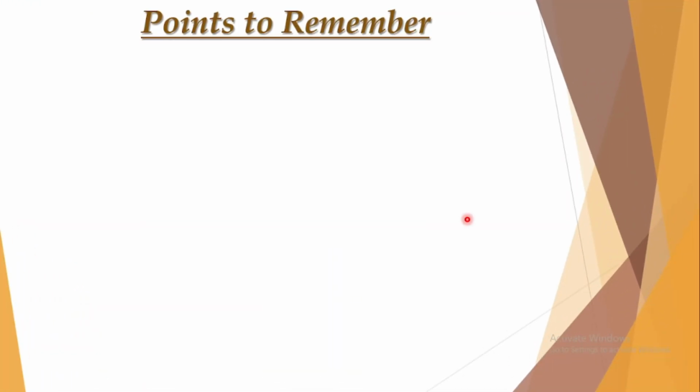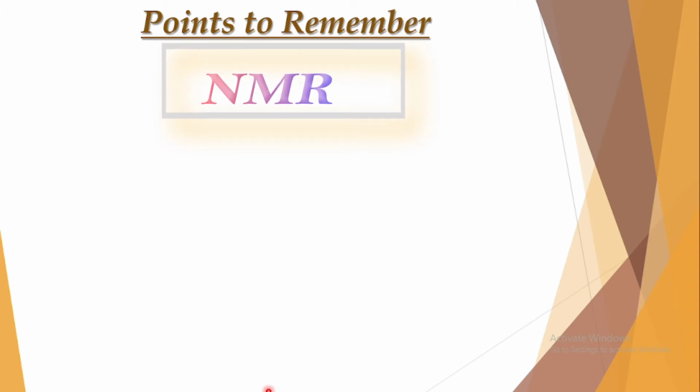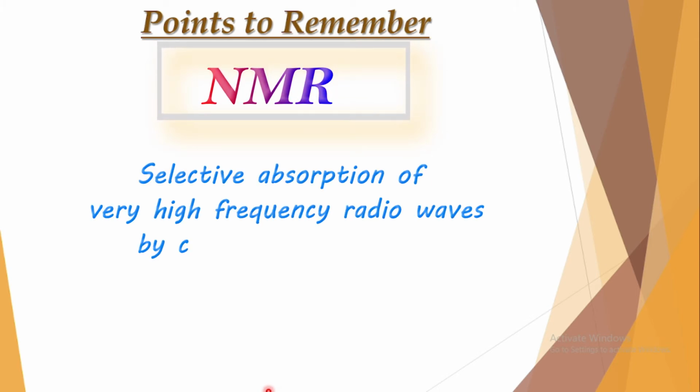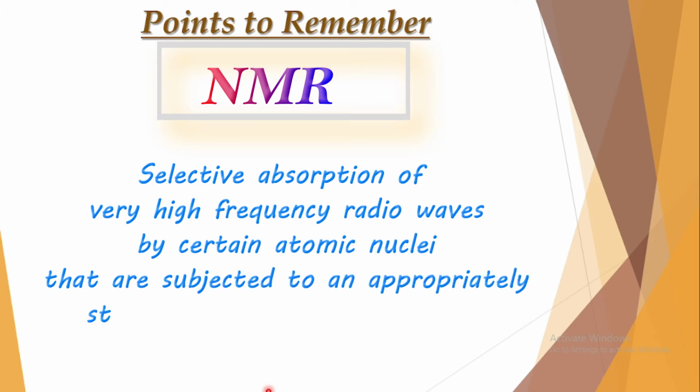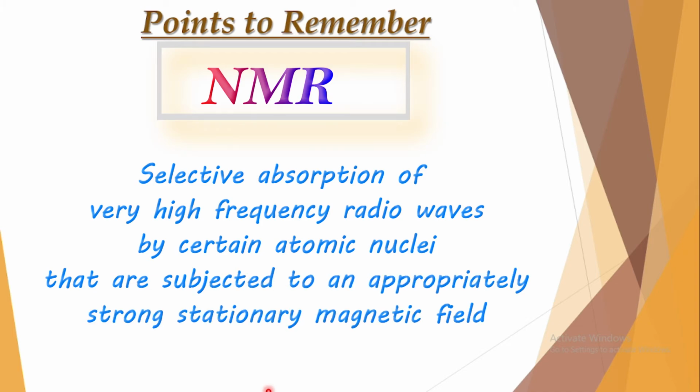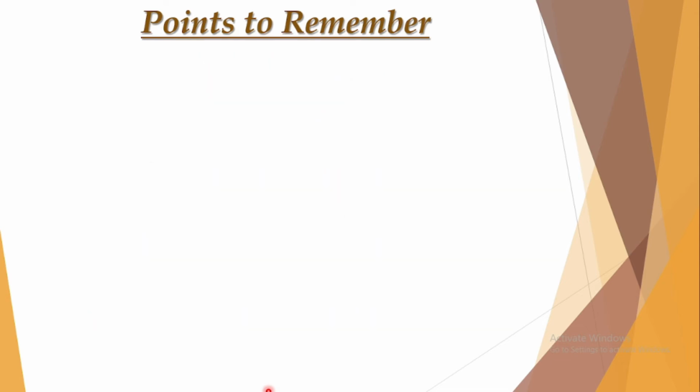And finally, moving to some of the points to remember. As such, we know that NMR, that is the nuclear magnetic resonance, is a selective absorption of very high frequency radio waves by certain atomic nuclei, means protons are involved, that are subjected to an appropriately strong static magnetic field. So as such, many nuclei have spin and all nuclei are electrically charged according to NMR principle.